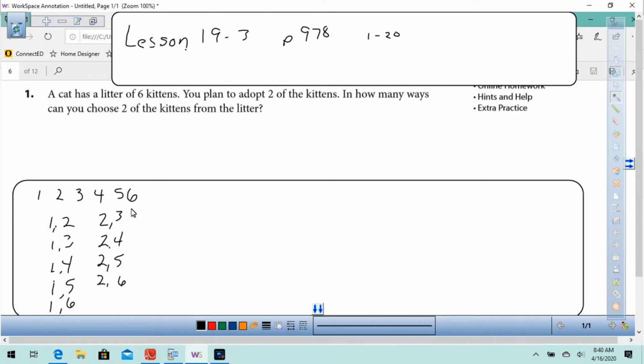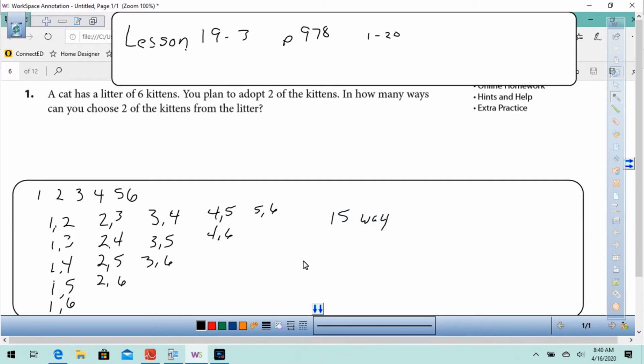3 and 1 would be the same as 1 and 3. 3 and 2 would be the same as 2 and 3. So we're going to go 3 and 4, 3 and 5, 3 and 6, 4 and 5, 4 and 6, or just 5 and 6. Okay, I believe that's got all of them. So how many ways is that? 1, 2, 3, 4, 5, 6, 7, 8, 9, 10, 11, 12, 13, 14, 15. So 15 ways.